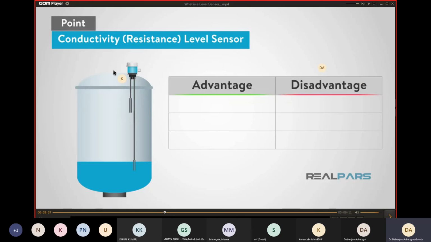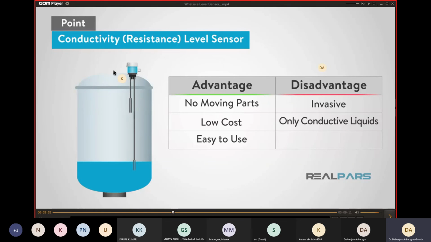The advantages of using a conductivity level sensor are there are no moving parts, they are low cost, and fairly easy to use. The disadvantages are they are invasive, meaning they must touch the product being sensed, they only sense conductive liquids, and the probe will erode over time.